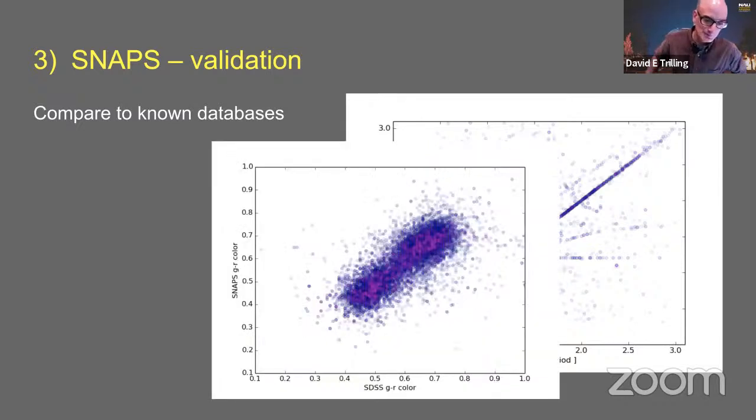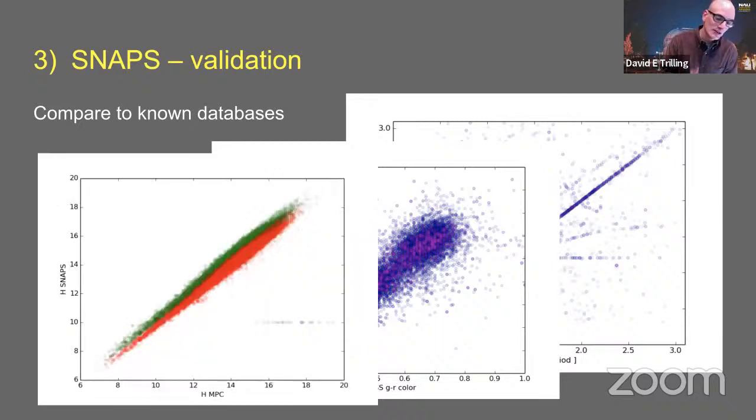Here's another comparison. I keep switching the axes. I apologize. This is the SNAPS G-R color here on the y-axis, and here's the Sloan SDSS G-R color on the x-axis. And again, the 1-to-1 correspondence is right through the middle of this cloud. The match is quite good. The RMS, or the residual, is like 1-point-something% difference between these two on average. So that is nice confirmation that our color measurements are good.